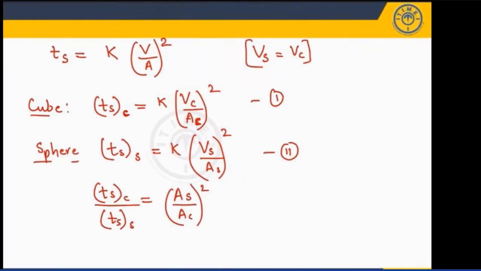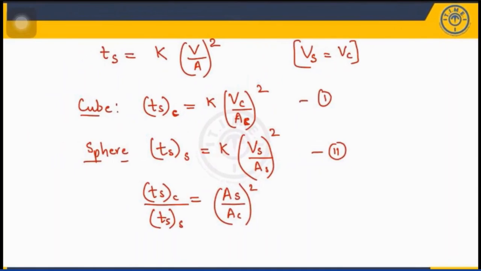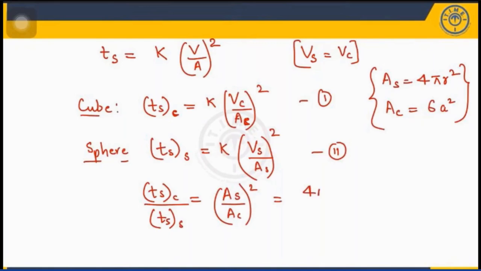Now, if you have to calculate the ratio As by Ac, what is the surface area of a sphere? The surface area of a sphere is nothing but 4 pi r square. And what is the surface area of a cube? 6a square. Now you just put this in As by Ac: this is 4 pi r square divided by 6a square, and this is whole square.